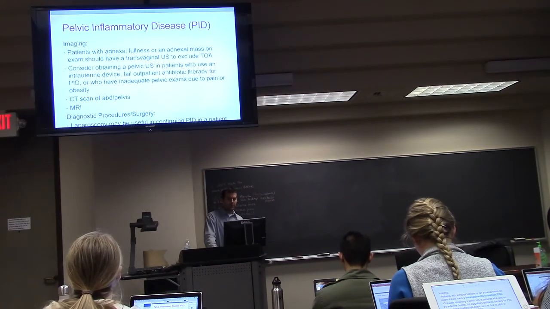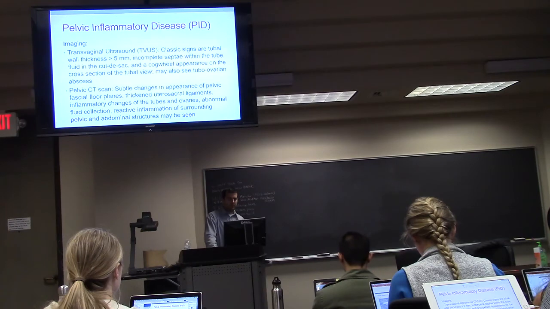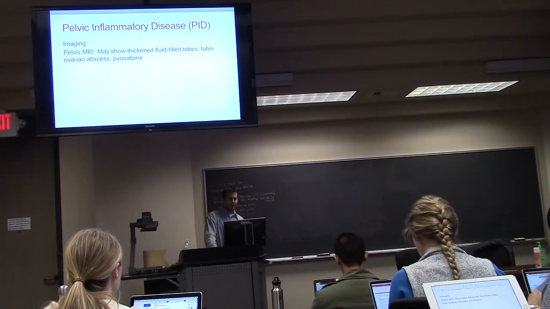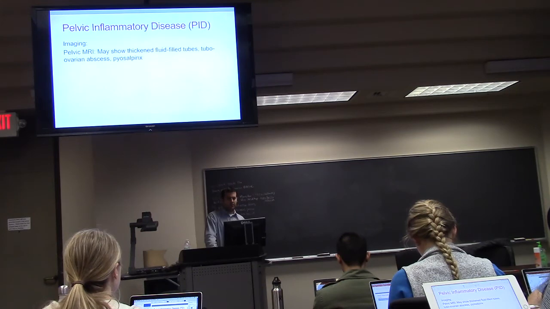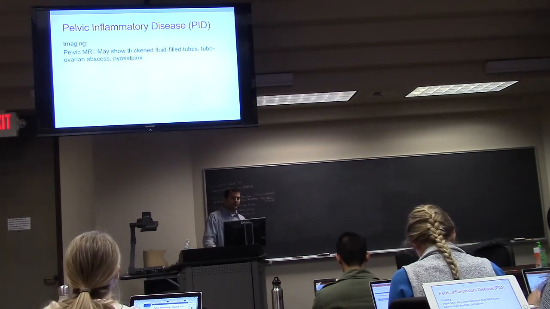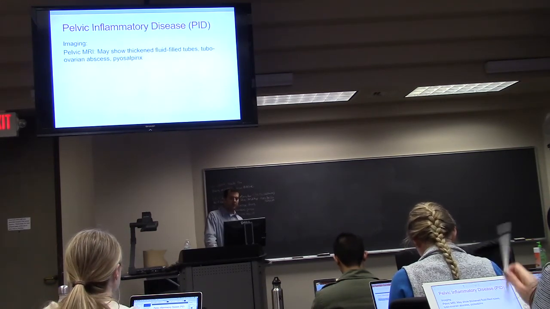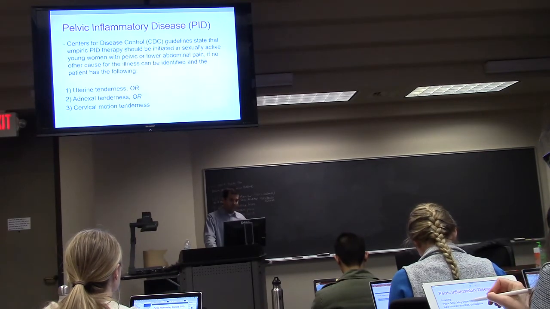Laparoscopy can be done if you've failed a bunch of it, but that's later. So you can read the ultrasound diagnosis there of how to diagnose that. MRI looks at tissue, so you're going to see thickened, fluid-filled tubes and tubo-ovarian abscess, but you're not going to get an MRI for a PID.